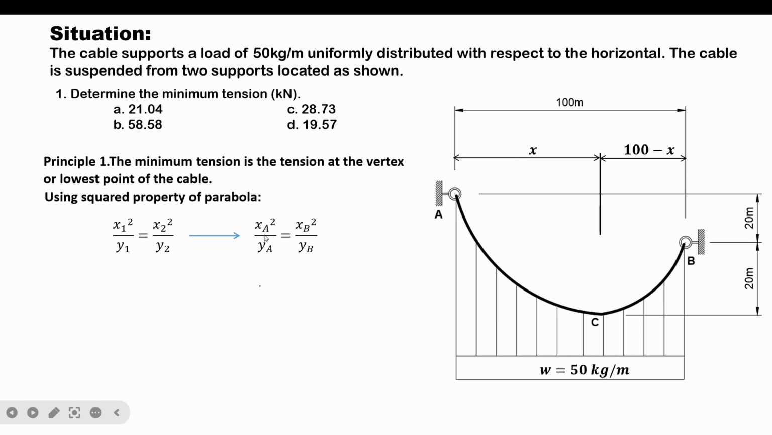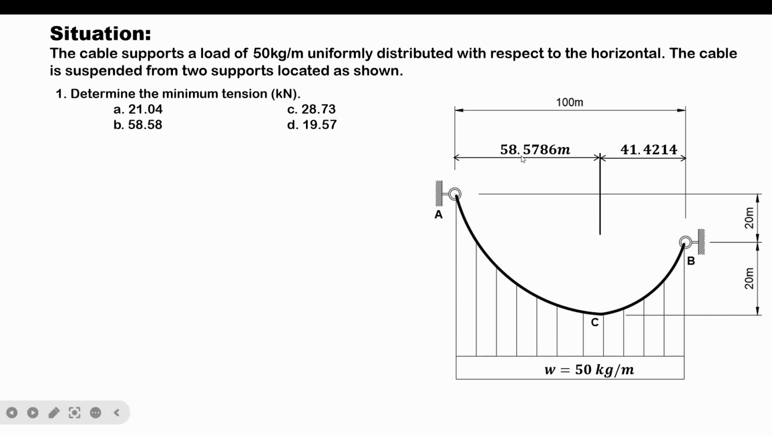So the x-coordinate of A here is x over the y-coordinate of A, which is 20 plus 20, that would be 40, equal to the x-coordinate of B, which is (100 minus x) squared over the y-coordinate of B, which is 20. From this equation, we can now solve for the value of x, which is equal to 58.5786 meters. And it follows that the distance 100 minus x is equal to 41.4214 meters.